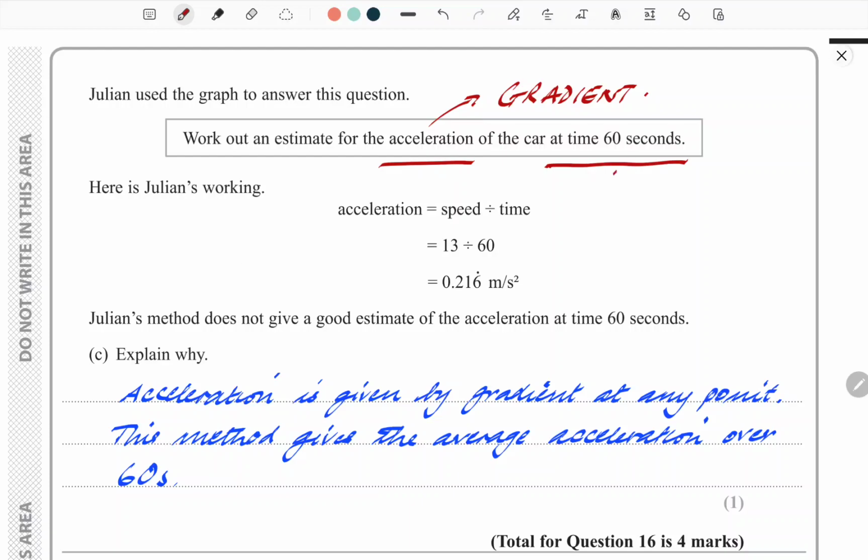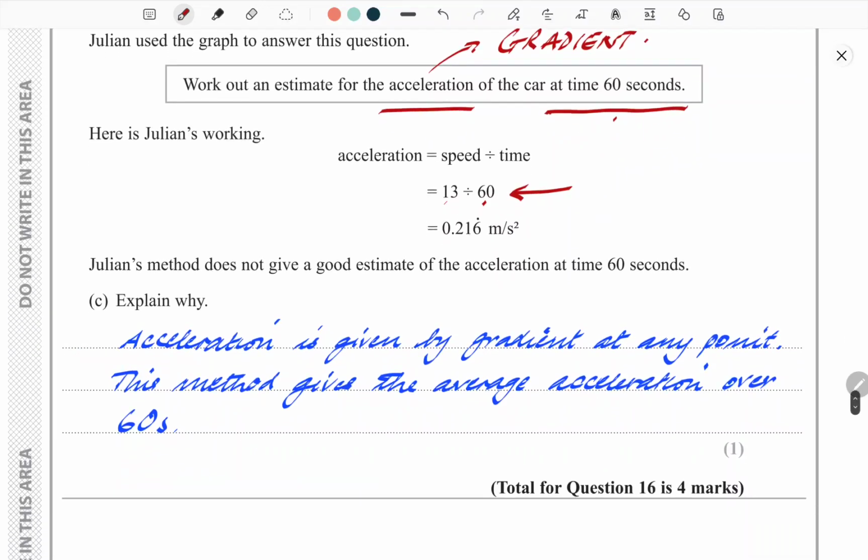What Julian has done in his working is just taken the speed at 60 and divided by 60. The problem with that is that it does not actually give the gradient at 60 seconds. It gives the overall average. So acceleration is given by the gradient at any point. His method gives the average acceleration over the first 60 seconds. Therefore, he's actually not worked out the acceleration at a given point.